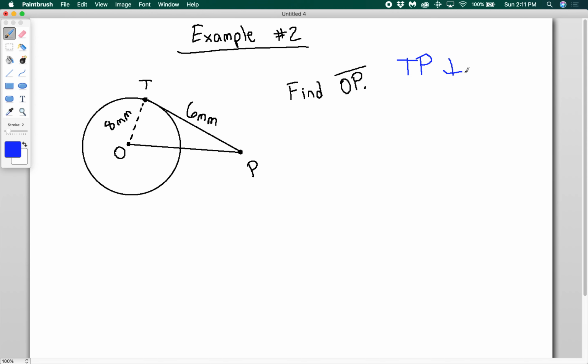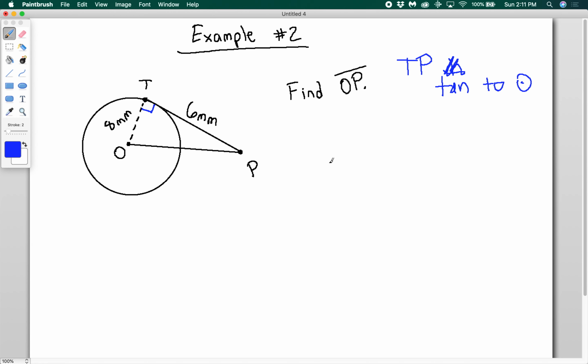TP tangent, oops, that's perpendicular. Tangent to circle O. And this radius is 8mm long. This segment is 6mm long. I want to find line segment OP. Well, this is actually pretty straightforward because I was told that if a line is tangent to a circle at a point that is an endpoint of a radius, then the radius and the tangent segment are perpendicular. So this is a right angle.